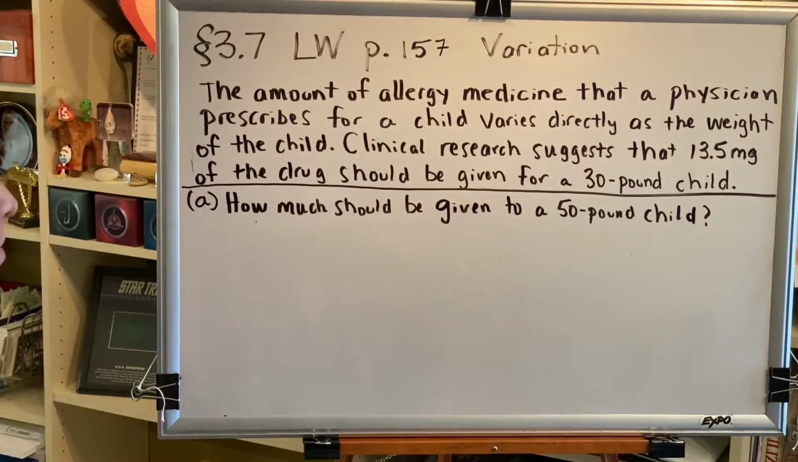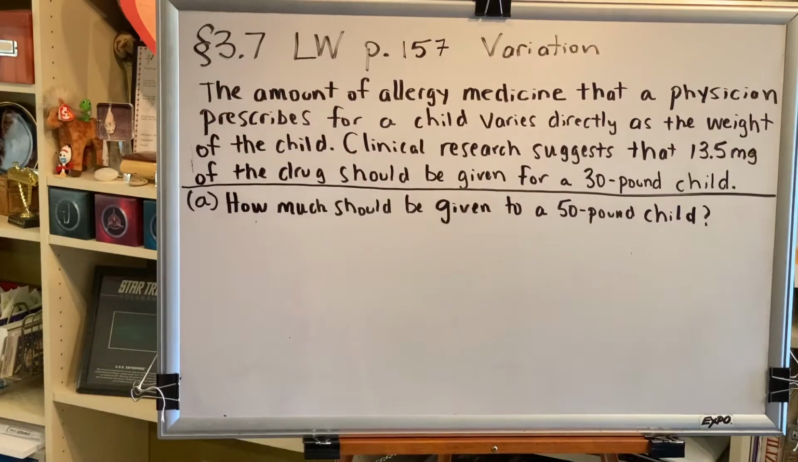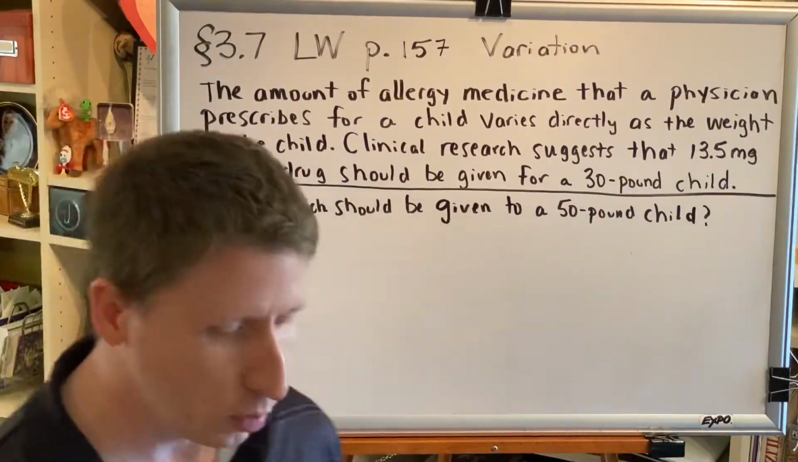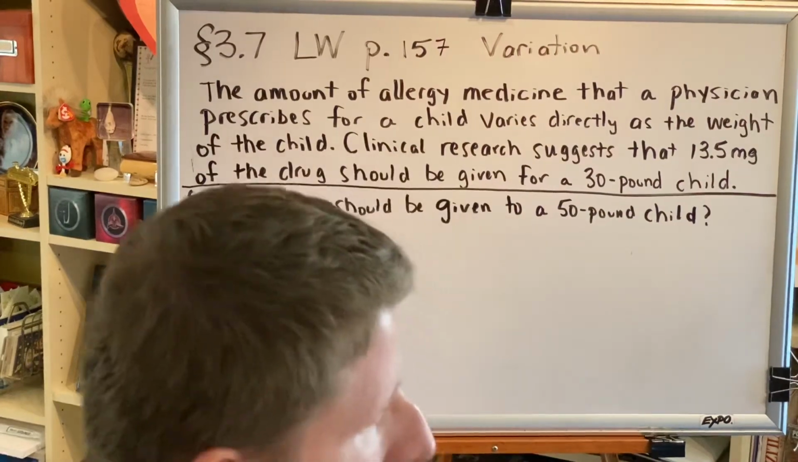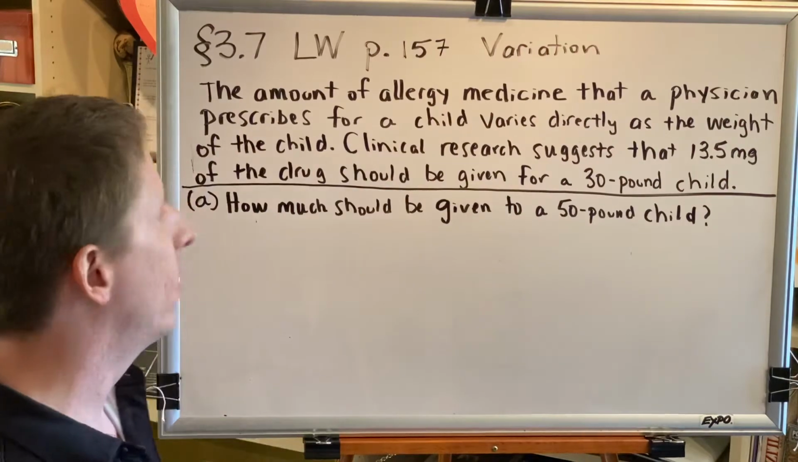The amount of allergy medicine that a physician prescribes for a child varies directly as the weight of the child. Clinical research suggests that 13.5 milligrams of the drug should be given for a 30-pound child. How much should be given to a 50-pound child? Okay, we're going to go through the same steps that we did before, only this time we're going to also do steps 5 and 6.